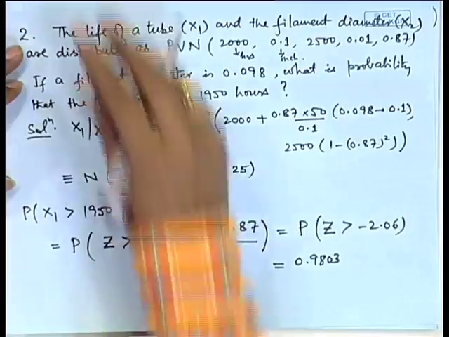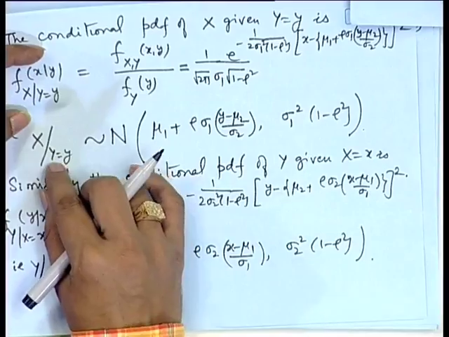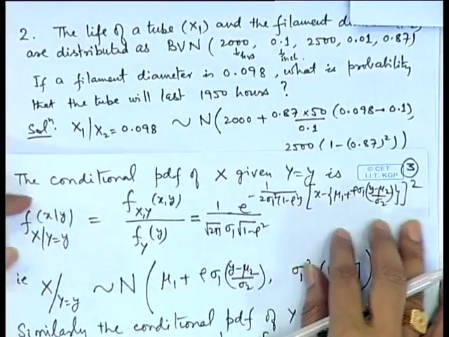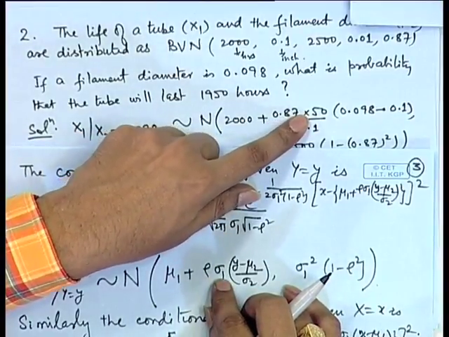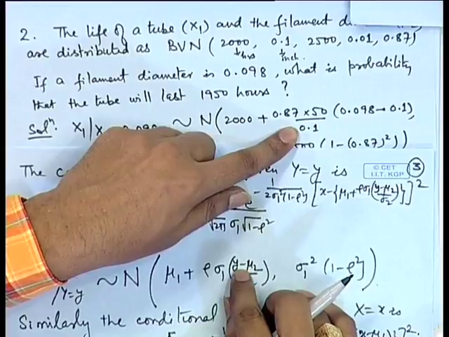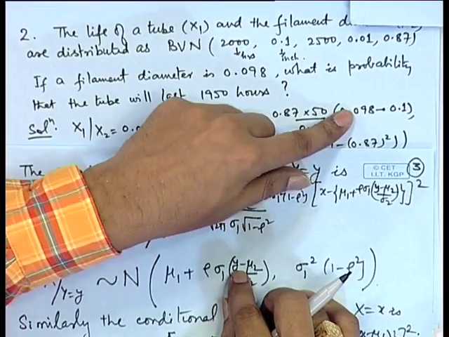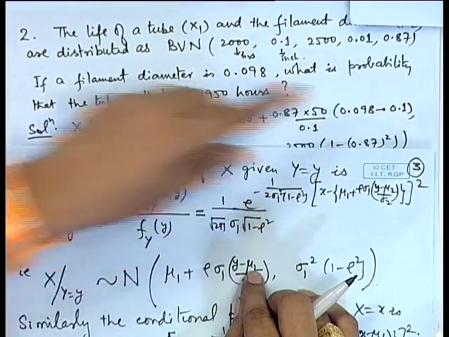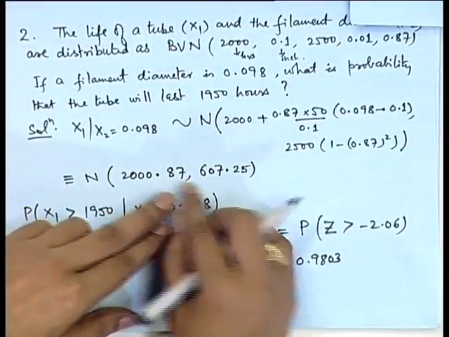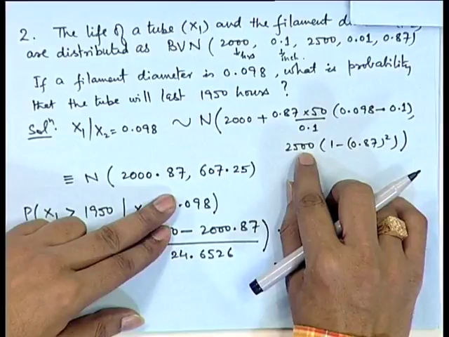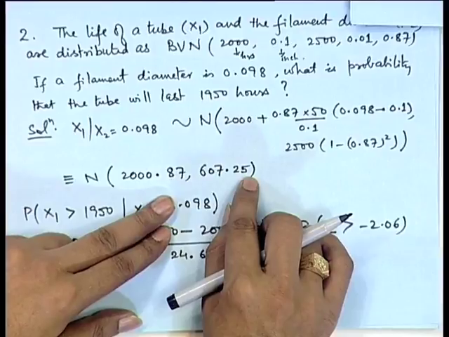So, we make use of the formula for the conditional distribution of x given y here. So, that is mu 1, that is 2000, plus rho 0.87, sigma 1 is 50 divided by sigma 2 which is 0.1, times (y minus mu 2). So, y is the point at which we are conditioning, that is 0.098, minus mu 2, that is 0.1. After simplification this turns out to be 2000.87 and the variance here is sigma 1 square into 1 minus rho square, which is equal to 607.25.